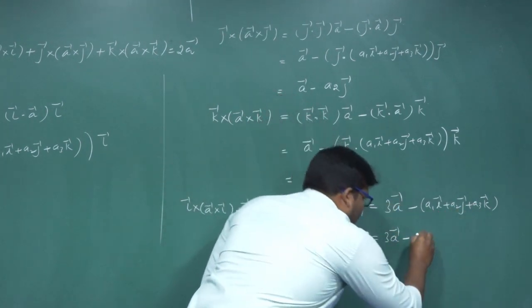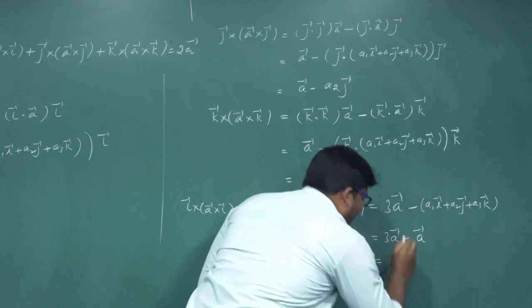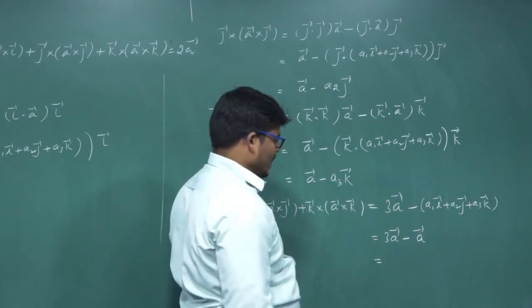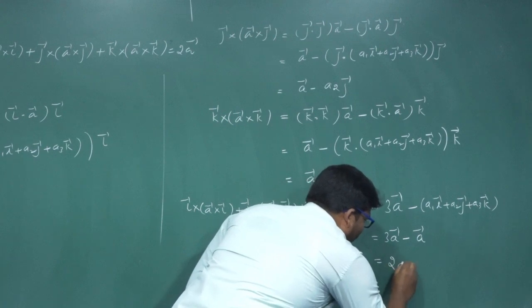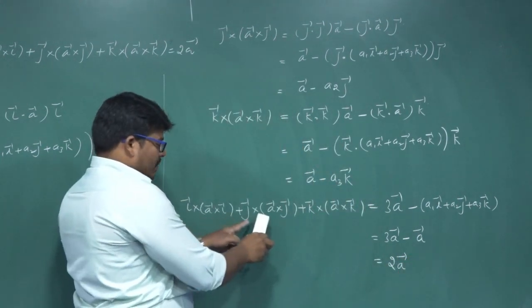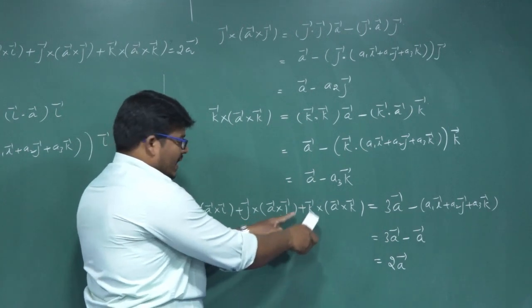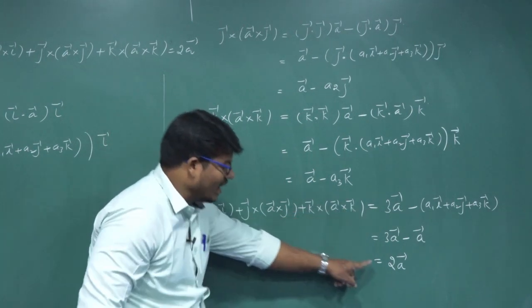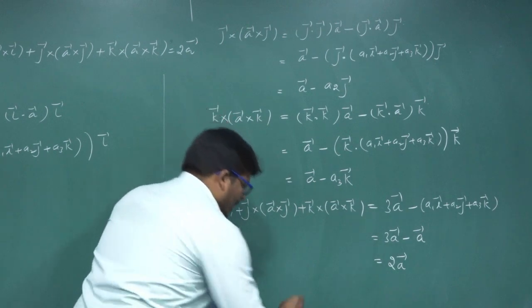Now substitute A vector: 3A vector minus A vector, 3A minus A, is 2A vector. Therefore i vector cross A vector cross i vector, plus j vector cross A vector cross j vector, plus k vector cross A vector cross k vector equals 2A vector. Hence it is proved.